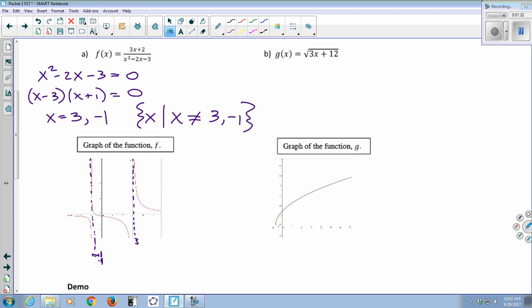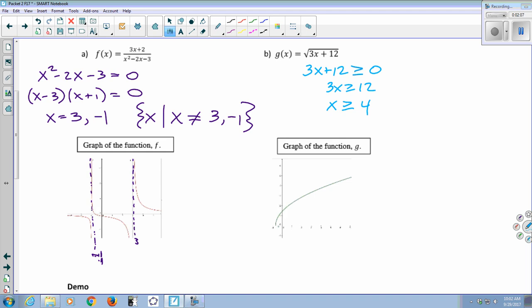All right, so for b, this function g is a square root function. The type of inputs that you can put into a square root are positive numbers and 0. So whatever's under the square root needs to be either 0 or bigger than 0. So I'm going to set 3x plus 12 greater than or equal to 0, because that's what's under the square root. I have to make sure that it's bigger than or equal to 0. Solve for x. 3x bigger than or equal to 12, so x has to be bigger than or equal to 4.